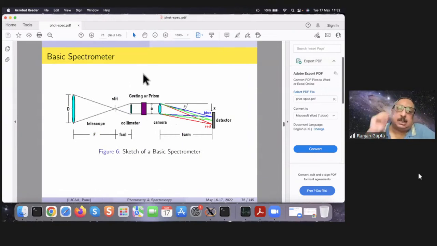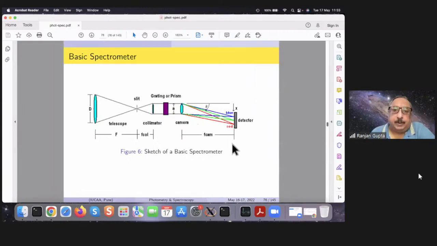So this is a basic plan for a spectrometer. If you remember, I mentioned yesterday that in any basic optics book, you will find Newton sitting with a prism and sunlight coming in from a small hole in his room, and he looks at a nice spectrum on the wall. Of course, a prism is the simplest form of spectrometer, or as we technically call it, a dispersion element. But there could be higher versions like grating and others.